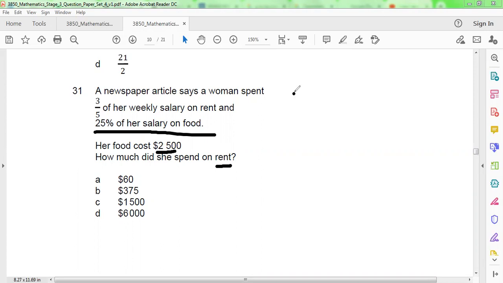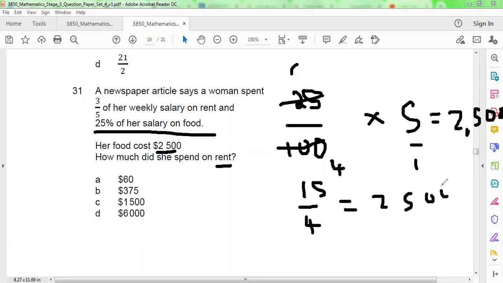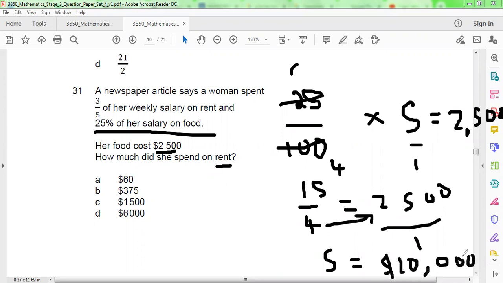So 25%, which is 25 over 100, which is a quarter, times her salary is equal to what? 2,500. All right. So what we have here is a quarter times, well, that's a quarter. So 1 times S is 1S, salary. So we have 1S over 4, equals 2,500. Cross multiply. So our salary, ladies and gentlemen, is 4 times 2,500, which is 10 grand. So our weekly salary is 10 grand.